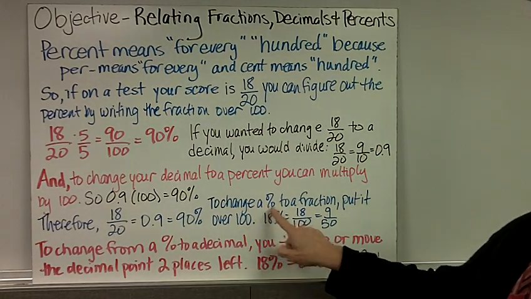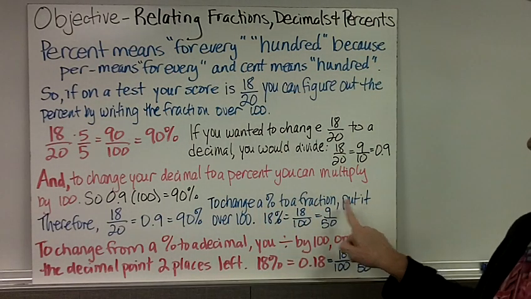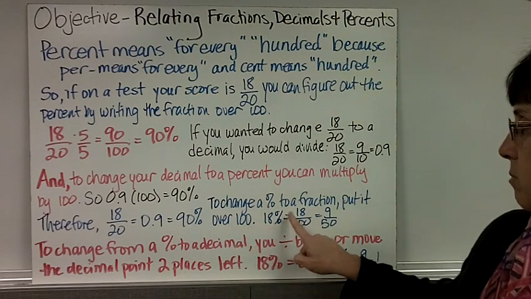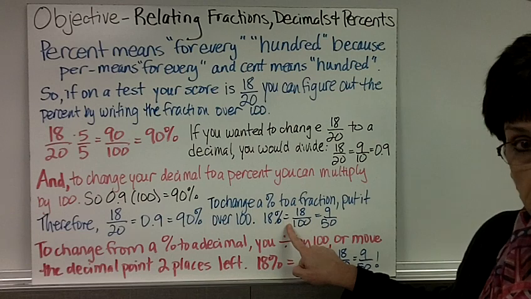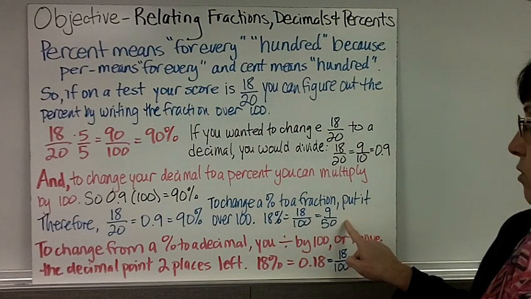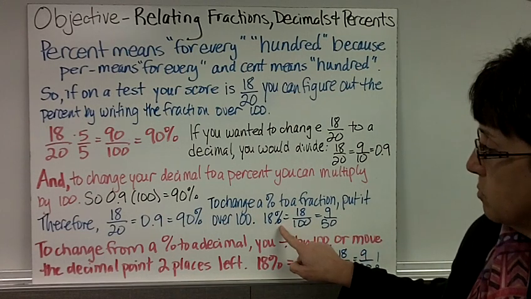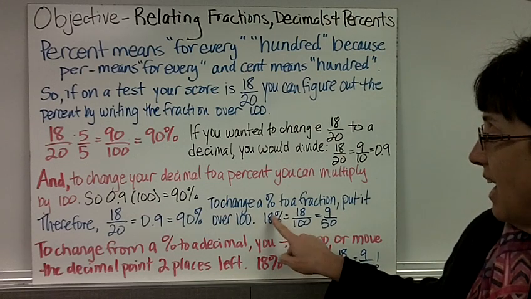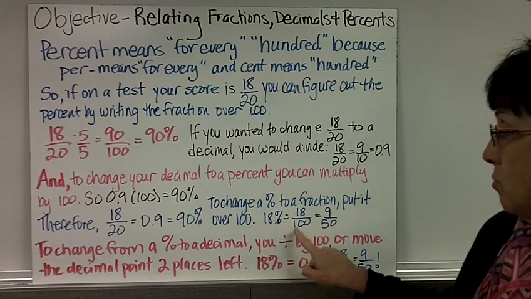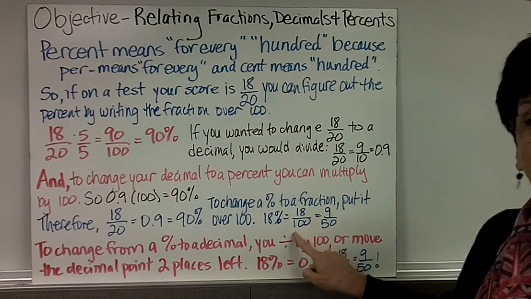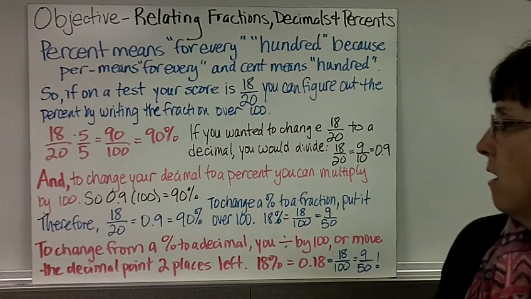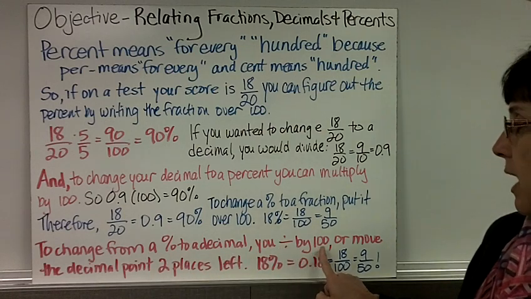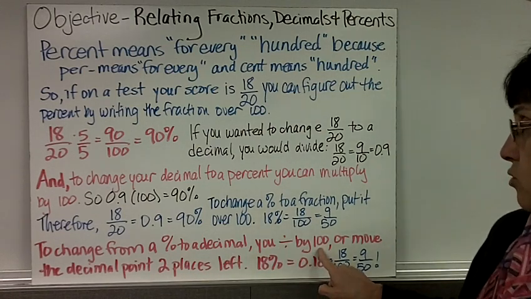Now if you want to change the percent back to a fraction, you just put it over 100 and simplify. So 18% becomes 18 over 100, which reduces to 9 over 50. And you can even think about this percent sign to remind you that it's 100, because you could rearrange the line and the 2 circles to be a line and 2 circles, or 100. It's pretty cool.